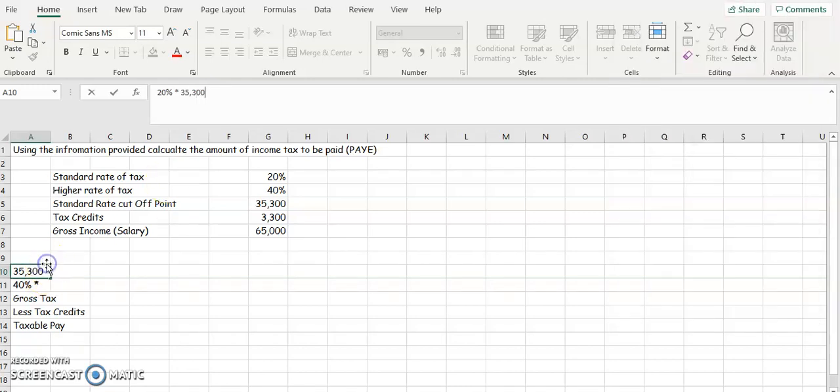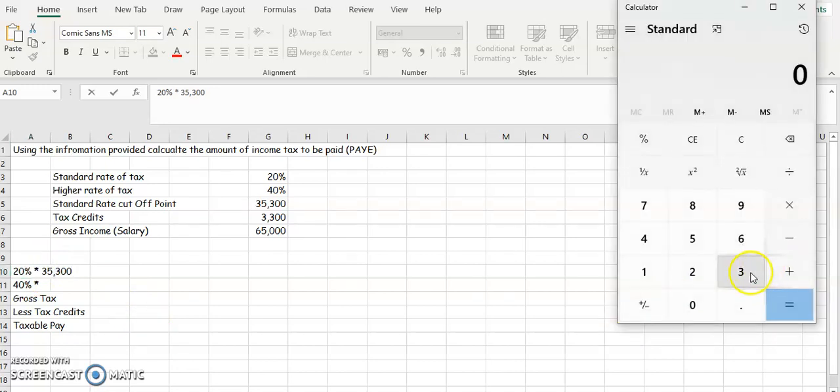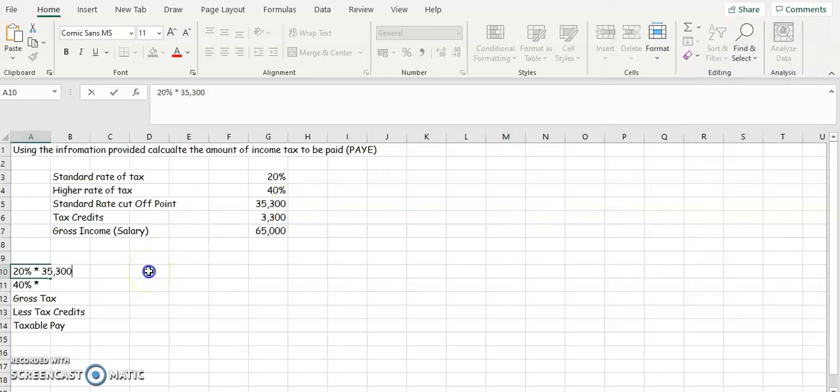So in your calculator then, you're going to put 35,300 and you're going to multiply it by 20%, which is 0.2. And that's going to give you 7,060.